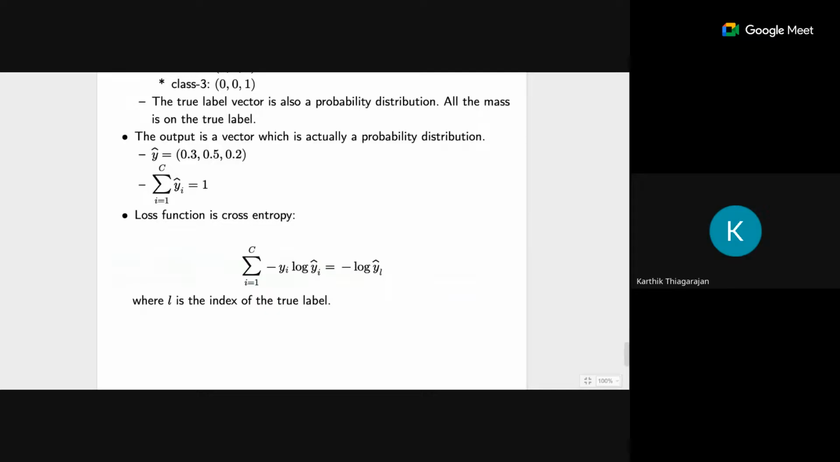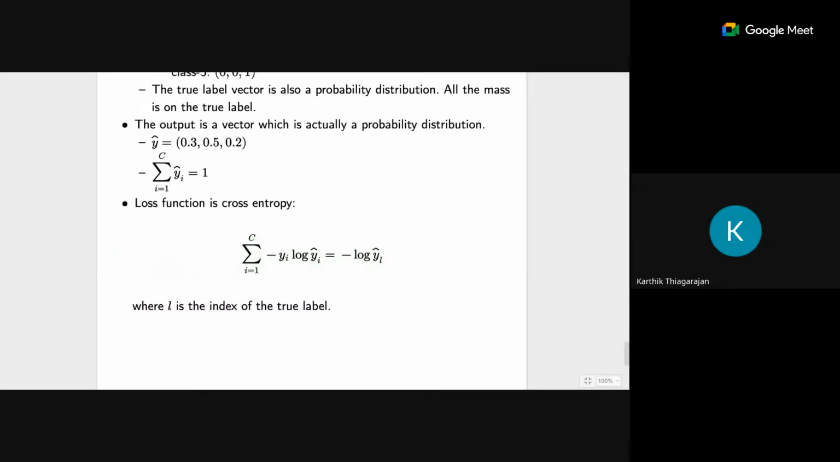It's a dangerous one, so we will avoid it. We will avoid computing this derivative directly. Sometimes it is minus y i by y l hat, sometimes y hat minus y l. It's a bit tricky, so let's ignore that part for now. We'll do it in a roundabout way. Where l is the index of the true label.